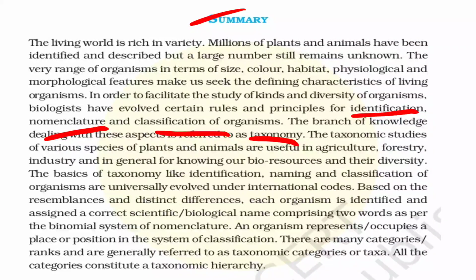The basics of taxonomy like identification, naming, and classification of organisms are universally evolved under international codes. Based on the resemblance and distinct differences, each organism is identified and assigned a correct scientific biological name comprising two words as per the binomial system of nomenclature. An organism occupies a place or position in the system of classification. There are many categories or ranks, generally referred to as taxonomic categories or taxa. All the categories constitute a taxonomic hierarchy.